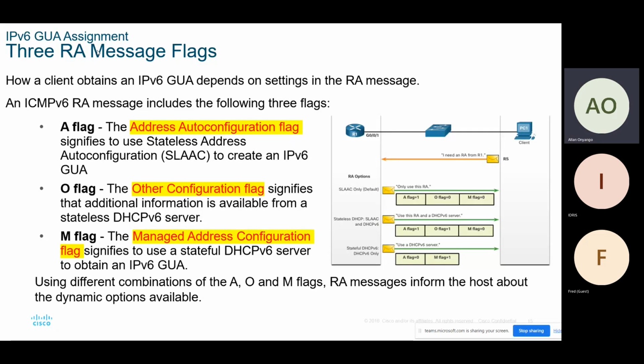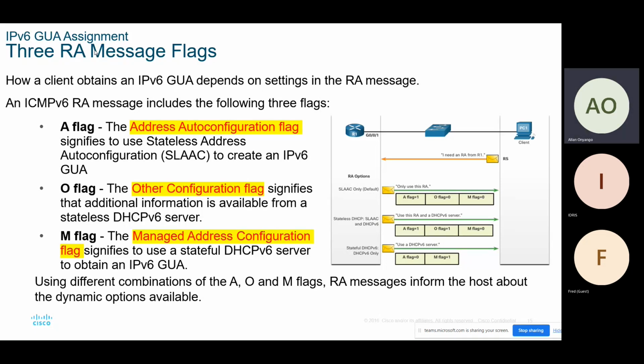Now, how a client obtains an IPv6 GUA address, the global unicast address, depends on the settings in an RA message. And like I told you, the RA message is everything for a client device. There are three flags in an RA message which are very significant: the A flag, the O flag, and the M flag. The A flag means autoconfig, and the A flag is always for SLAAC.